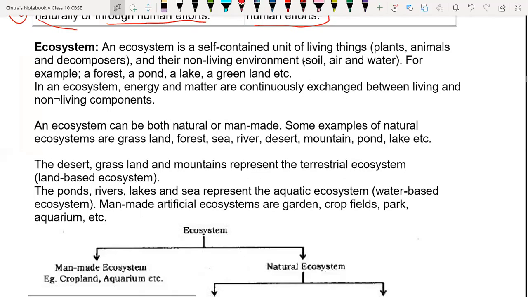Now we are going to understand the ecosystem. An ecosystem is a self-contained unit of living things, including plants, animals, and microbes, and their non-living things also, like soil, air, and water, that we discussed now with Manoj. This is nothing but the ecosystem. So I'm just writing the definition over here.